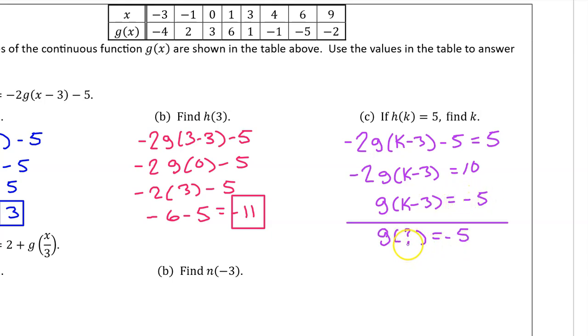Now you ask yourself, g at what is equal to negative 5? Well, g at 6 is equal to negative 5. That means that the k minus 3 that's inside of here must be 6. Adding 3 to both sides, we find that k is equal to 9. So that's it for part C.